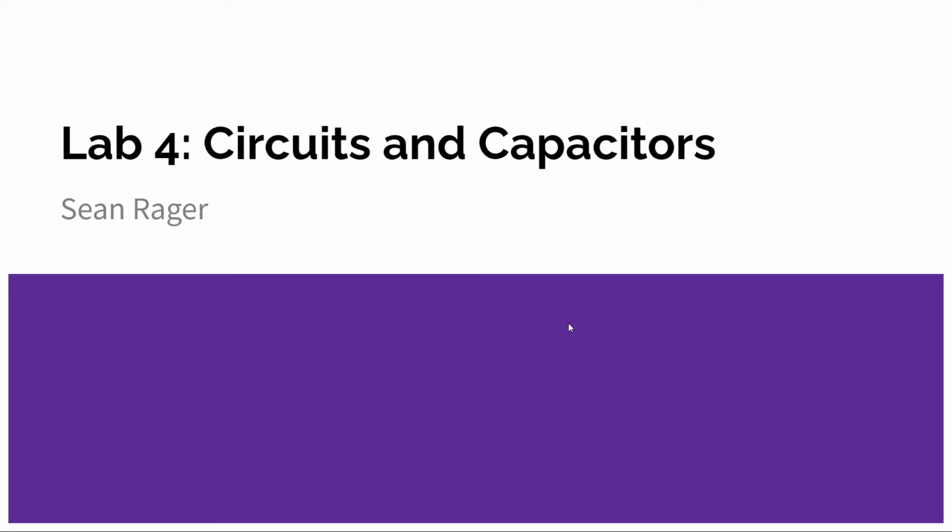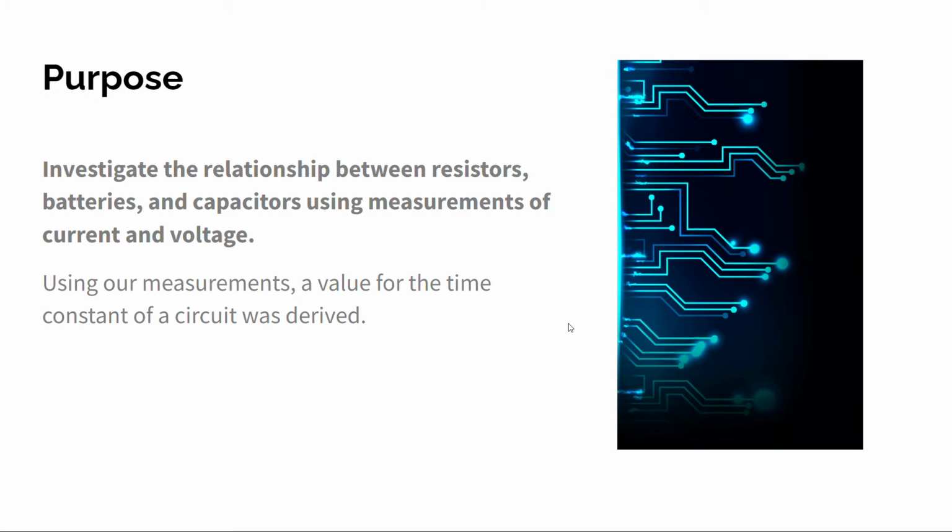I'm Sean Rager, and this is my Lab 4 for Georgia Tech Physics 2, Circuits and Capacitors. The purpose of this lab was to investigate the relationship between resistors, batteries, and capacitors using measurements of current and voltage. This lab was done in CCK software, so their in-software tools for measurement were used. And later on in the lab, we measured a value for the time constant of a circuit, showing the time dependence of voltage in an RC circuit.